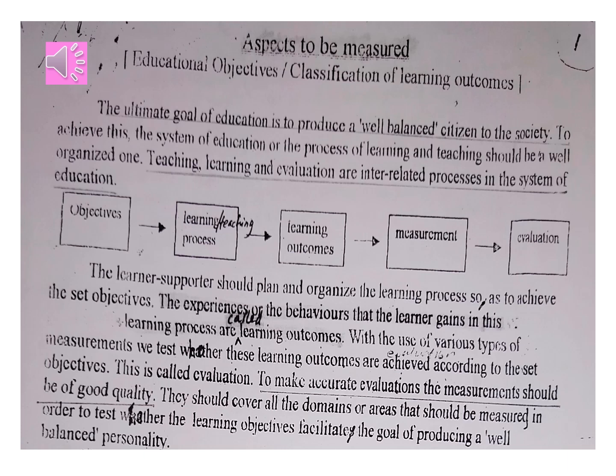The topic is aspects to be measured. Now, in the last week we discussed the measuring instruments, tests. So, in these tests, what do we measure? What do we test? That's what we are going to discuss in this lesson. Aspects to be measured. Now, what do we have to measure or test?